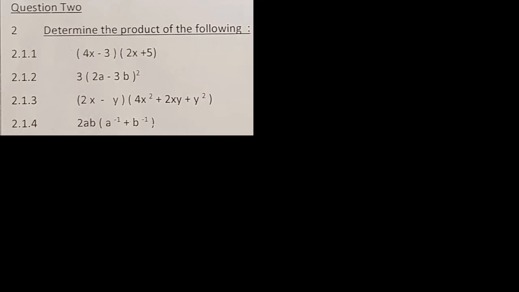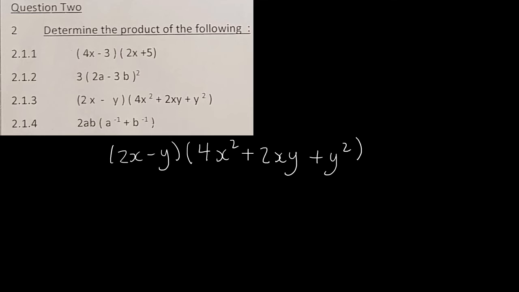2.1.3. Okay, if you look at 2.1.3, it's a binomial being multiplied by a trinomial. So writing this down, this is our binomial, and you multiply it by a trinomial. The idea around this is that you need to distribute each term of the binomial into the trinomial. You will take the 2x and multiply by the 3 terms in the trinomial. You take the minus y and multiply it by the 3 terms in the trinomial. So let's start. We've got 2x times 4x squared will be 8x cubed.